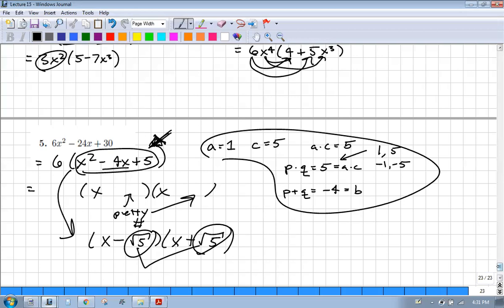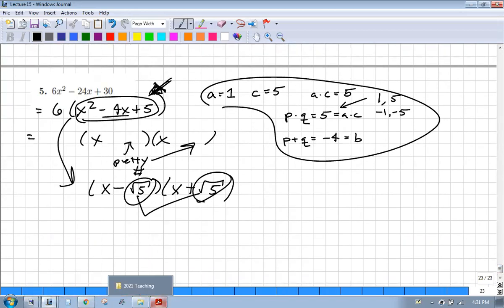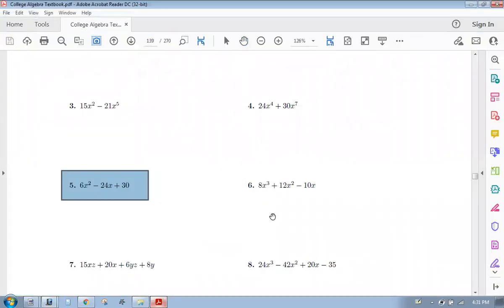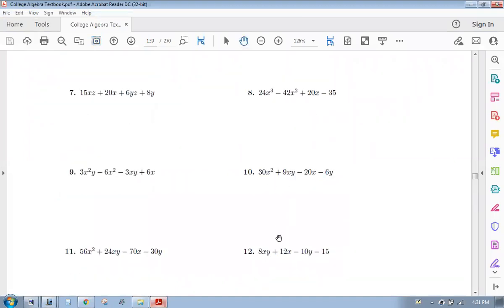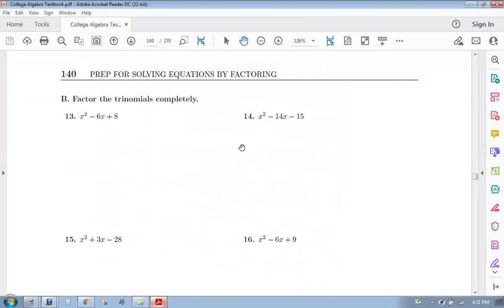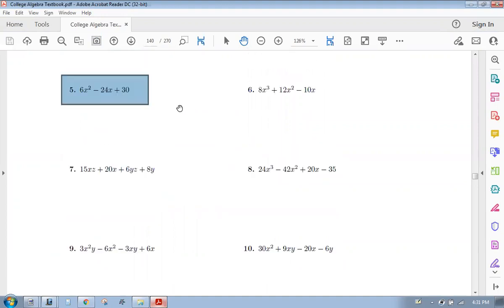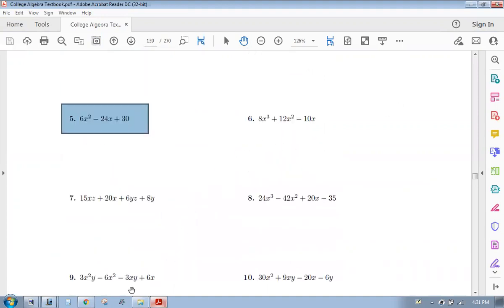So I'm thinking in the book, we don't use that method yet. Back when it says factor completely, this is where they all work out pretty. So I was trying to make them work out pretty before they were supposed to work out pretty.